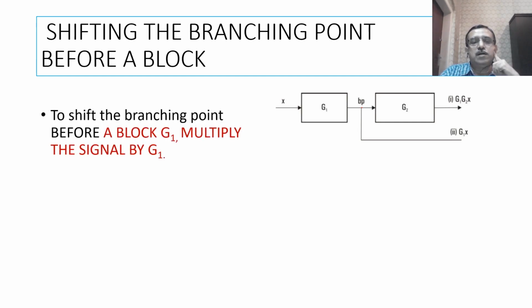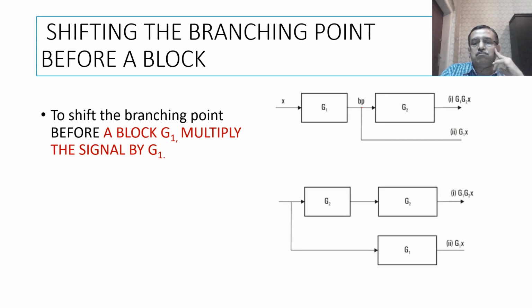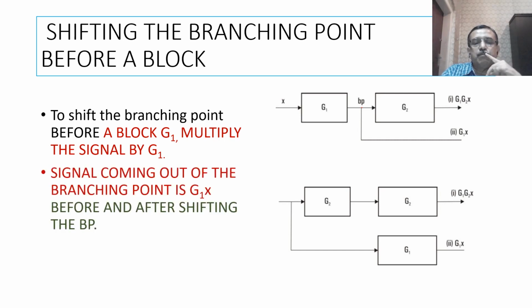To shift the branching point before a block G1, multiply the signal by G1. So here you can see that this branching point has been shifted here. So we multiply it by G1. So it's very easy. So I will repeat again, when you shift the branching point before a block, you multiply the signal by G1. I hope it is clear.